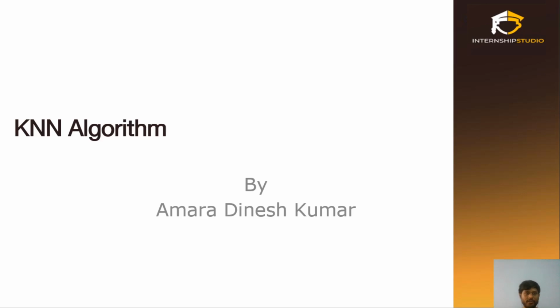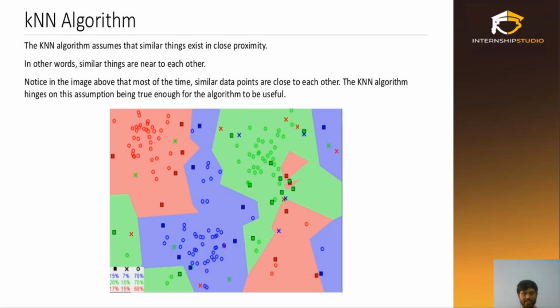Proceeding further, we can look into the KNN algorithm. KNN is the K nearest neighbors algorithm. Basically, it's a classifier. What it does is classification, and it's a very basic classifier. So what KNN basically does is it tries to see the similarity or the proximity of a particular sample.